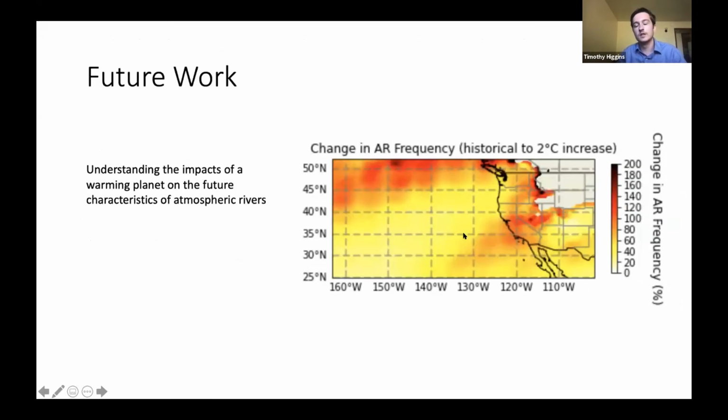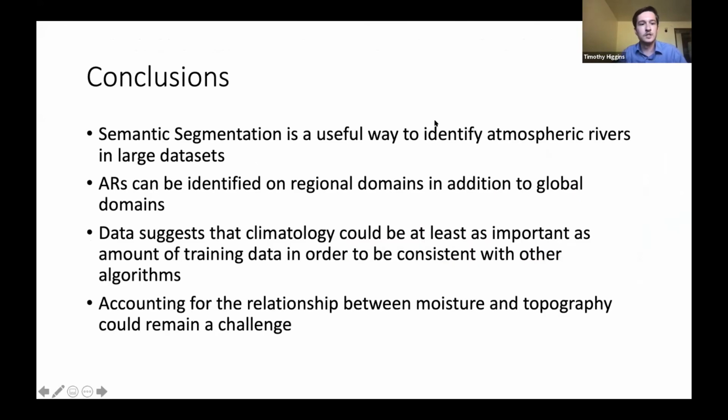So from there, now that I have identified ARs in my data set, I can now really start looking at how a warming planet could impact them in the future. And in conclusion, we found that semantic segmentation is a useful way to identify atmospheric rivers in large data sets and a very efficient way to do it as well. We found that ARs can be identified on regional domains in addition to global domains.